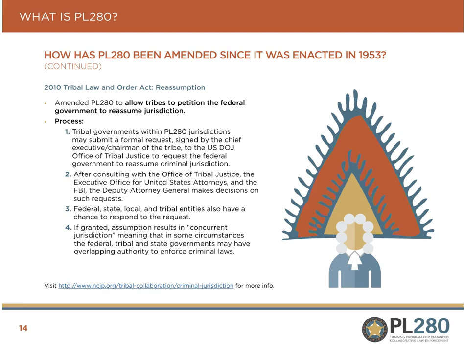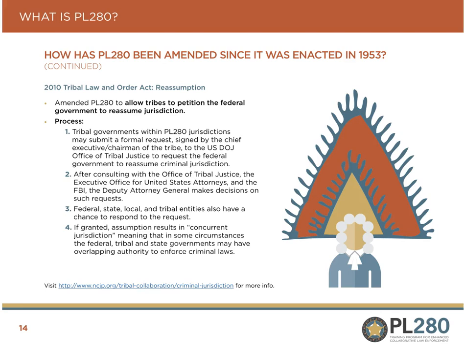The process for reassumption is as follows. Tribal governments within PL280 jurisdictions may submit a formal request signed by the chief executive or chairman of the tribe to the U.S. Department of Justice, Office of Tribal Justice, to request the federal government to reassume criminal jurisdiction. After meeting with the Office of Tribal Justice, the Executive Office for United States Attorneys, and the FBI, the Deputy Attorney General makes decisions on reassumption requests.